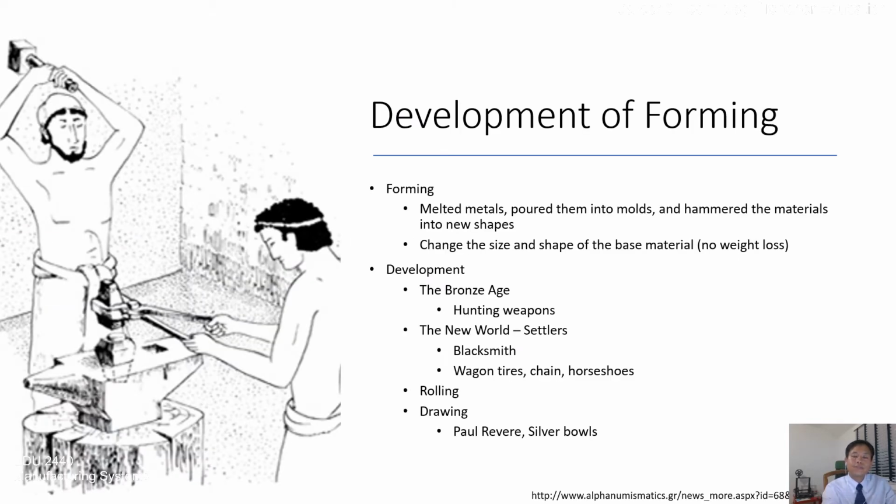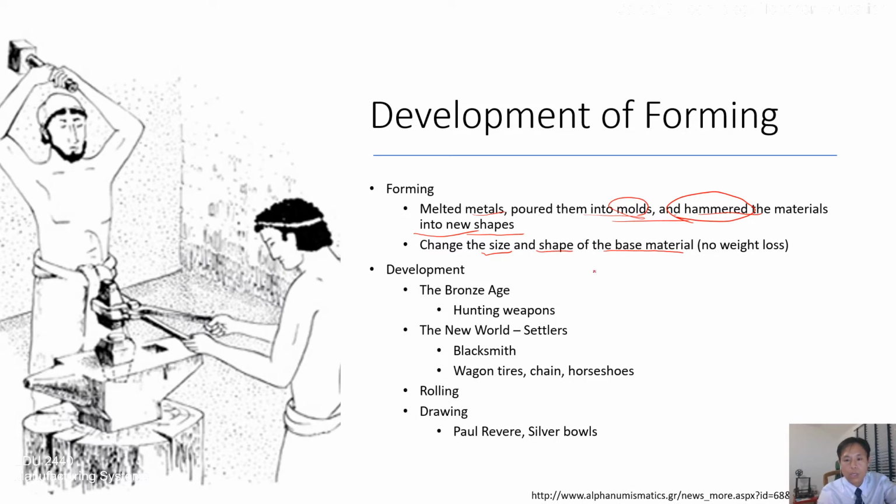First, we'll look at how humans developed the forming method. The forming method uses melted metal poured into a mold and hammers the material into new shapes. Forming is mostly about hammering or shaping the material using a mold, right? This is forming, and forming changes the size and shape of the base material.